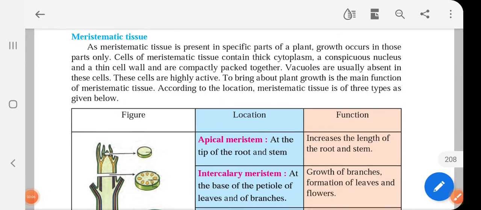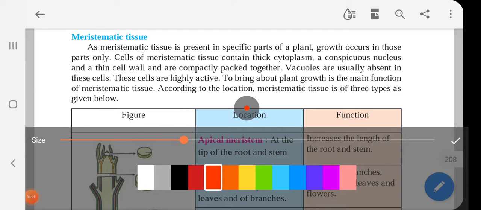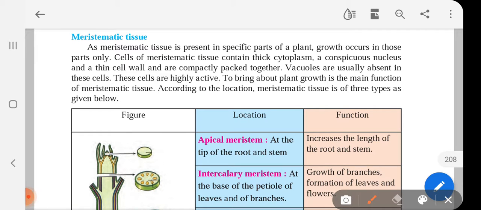Dear students of standard 9th, in the last lecture we had a discussion on animal tissue, and now today we'll start with the types of plant tissue. So let us start with meristematic tissue, which is a type of plant tissue. As meristematic tissue is present in specific parts of a plant, growth occurs in those parts only.